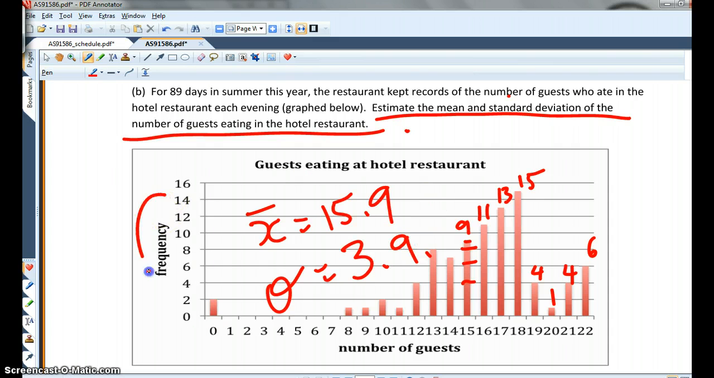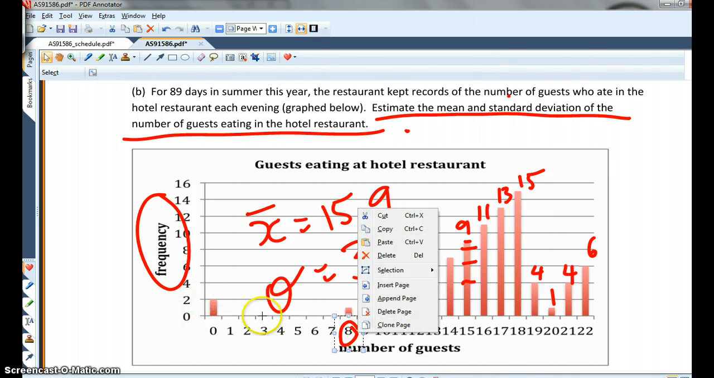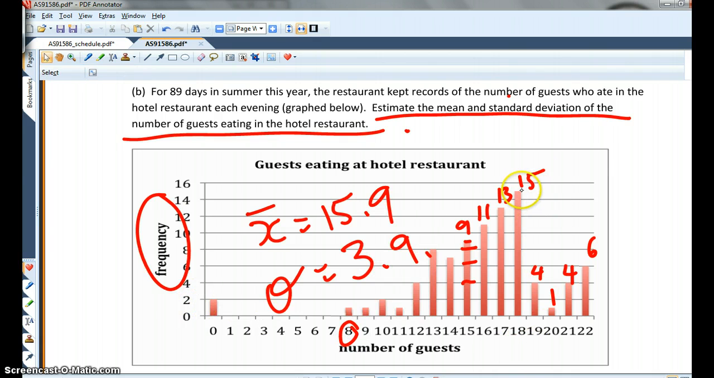Okay, so this is the frequency, so that means that 8 guests ate dinner one day, and here 22 guests ate dinner 15 days. So there must have been over 89 days. Oh, there we go. Look at that. For 89 days. So n was 89. So each day, a certain number of people ate dinner. Okay? So that's nice. Now let's look at the answer scheme for that.